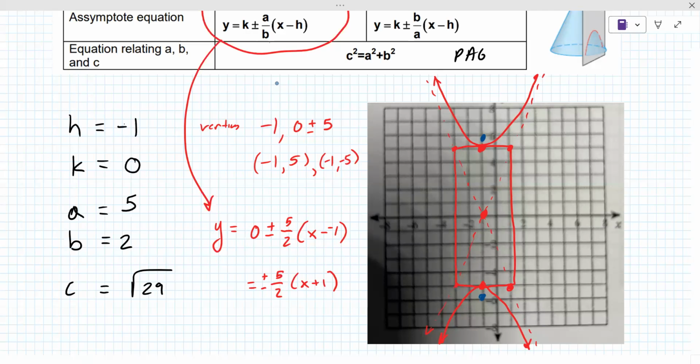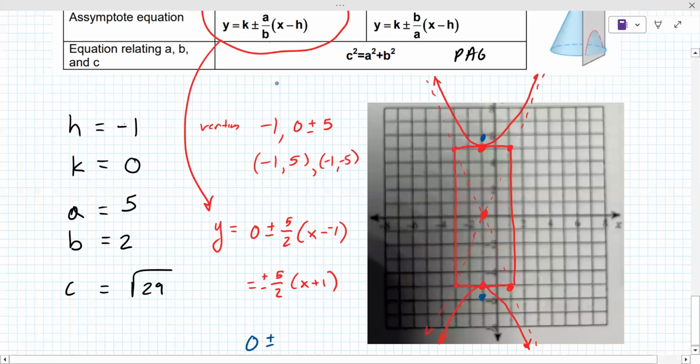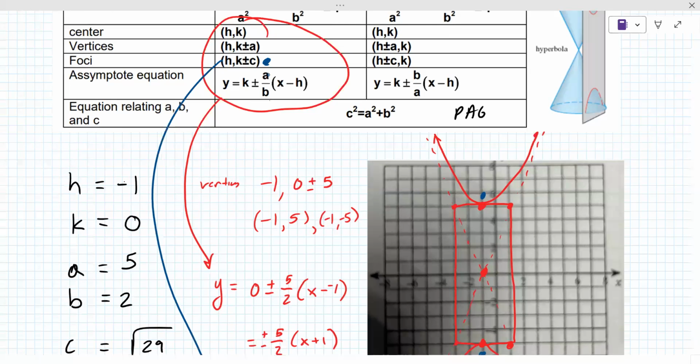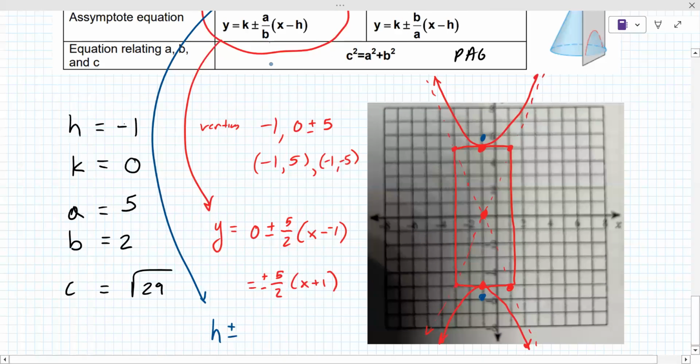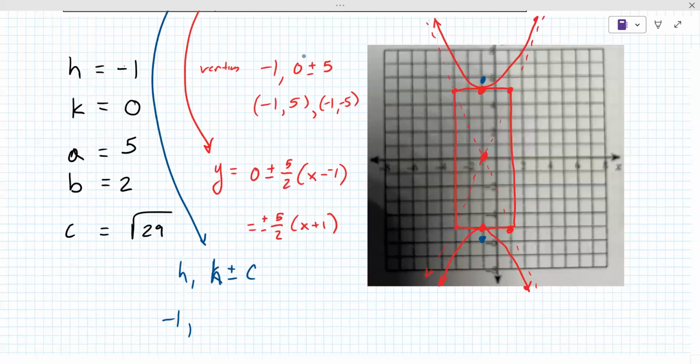So if it asked me what the foci were, would I just say the foci are -5 and then 0 plus minus the square root of 29? We'll be more explicit here. It's H, K. In your problem, it's -1 comma plus or minus the square root of 29. So the one up here is -1 comma square root of 29, and -1 comma minus square root of 29.